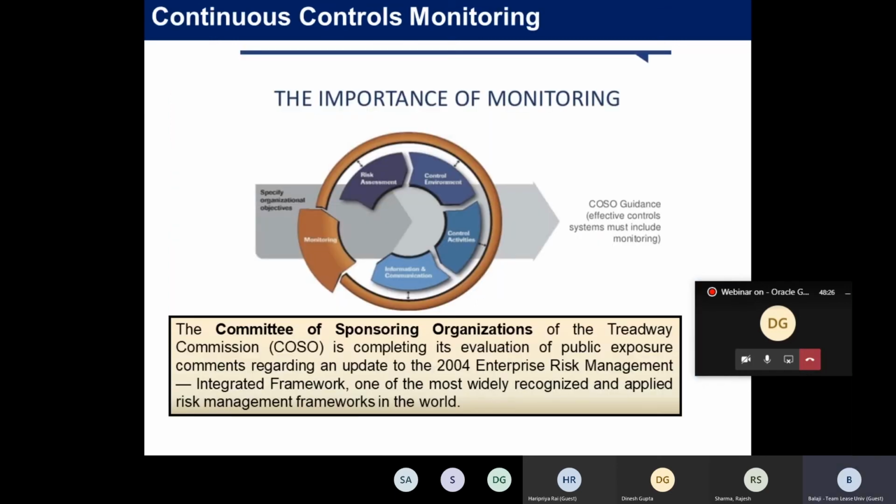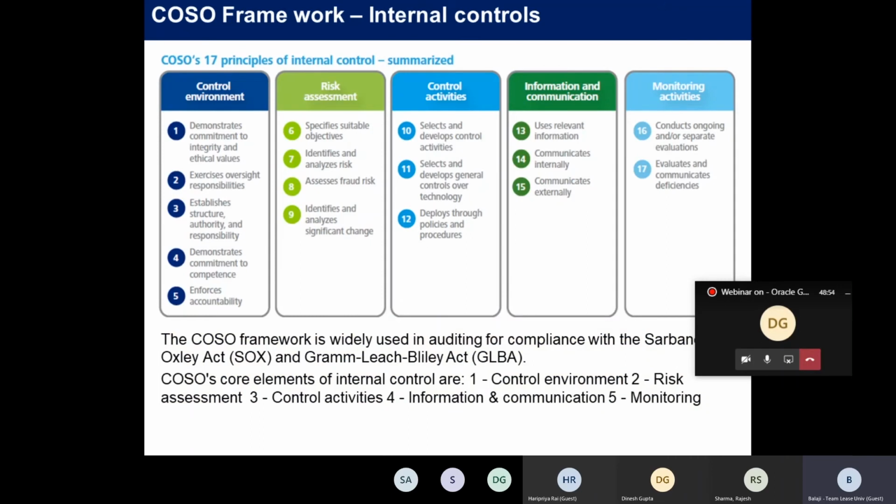You all know that there is a COSO framework, which has been around since 2004. It has gone into every government's mind, and people in Europe, USA, and Australia are very cautious about this COSO framework. Basically, the 5 pillars have 16 internal controls in them.